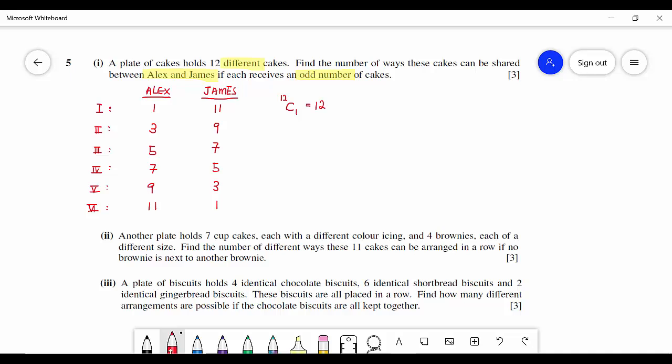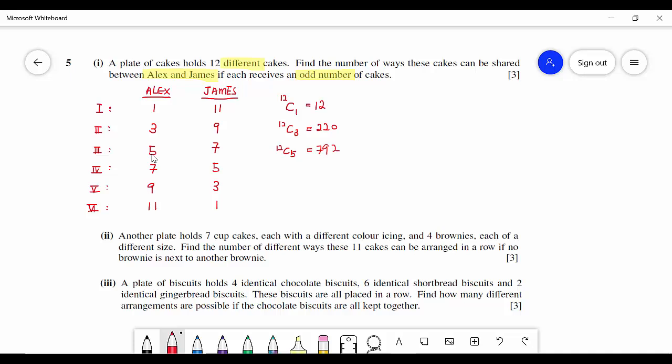All right, and then how about the second case here? The second case will be 12C3, then 9C9. So you're having 220 for this case. Then for the third case here, you can write 12C5 multiplied with 7C7. If you press the answer for 12C5, what is the answer that you have? You should have 792.